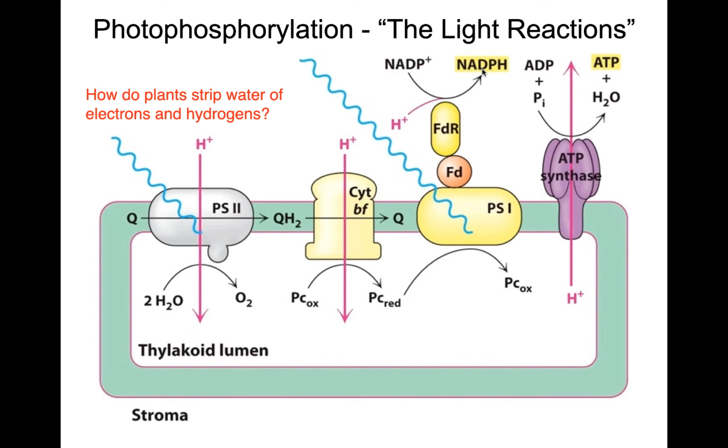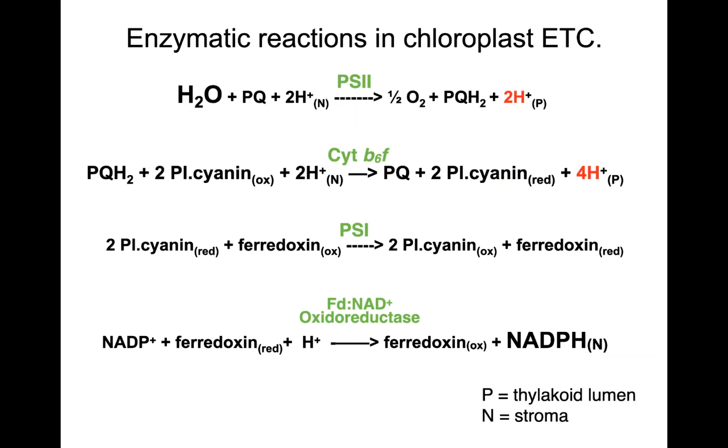So here's the problem. In the mitochondria, we started with NADH and we ended with oxygen. In photophosphorylation, we're starting with water and ending with NADPH. The problem is, this NADP+ does not hold electrons any better than water does. In fact, much, much worse. So how is it that we get electron flow occurring in the opposite direction? The opposite direction that was happening in the mitochondria. So how do plants strip water of electrons and hydrogens?